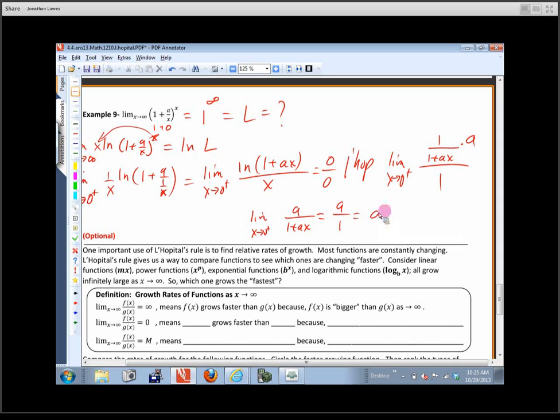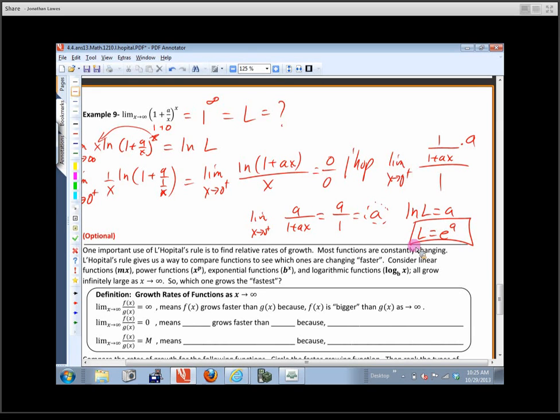Okay, now that's the limit of the ln of the limit we actually want to find. So the ln of the limit we actually want to find is a. So what is the actual limit? e to the a.